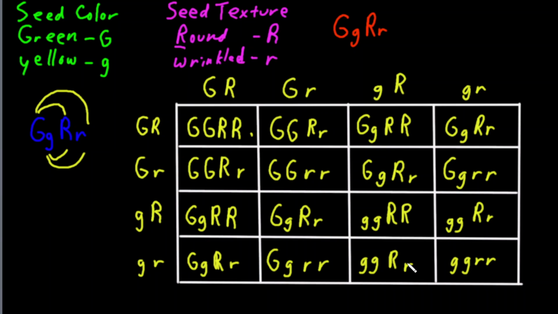And so the question is, which ones are yellow and wrinkled? That's going to be round, round, round. Here is a yellow wrinkled offspring. And so that is the only one out of all 16 that could possibly be yellow and wrinkled. So the answer is that there is a 1 in 16 chance of that happening.